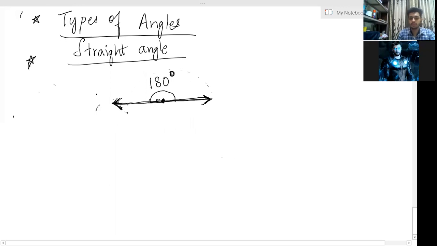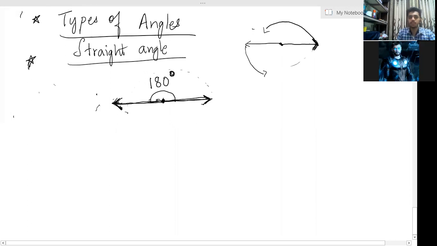So now, let's say I have a ray, okay? Now I have a ray and I am going to rotate it till it comes to 180. Then again I'm going to rotate. So now it is 180. Now here again I'm going to rotate it till it comes back to the same position.